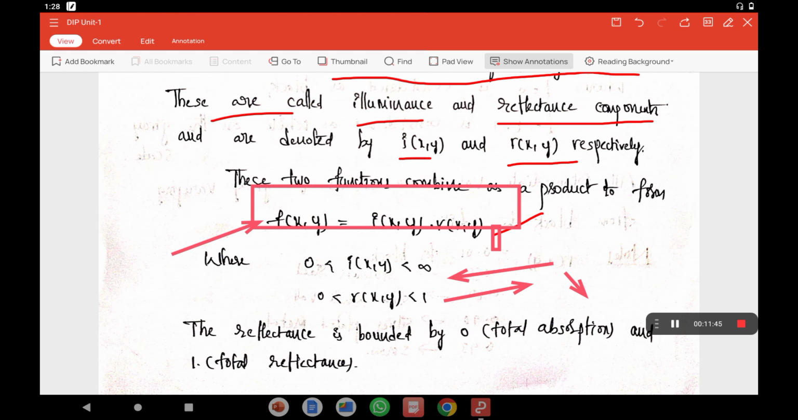Again, this illumination component is also some finite value compulsorily, that is nothing but 0 less than I of x comma y less than infinity. At the same time, the second component is 0 less than R of x comma y less than or equal to 1. So these are some of the things.